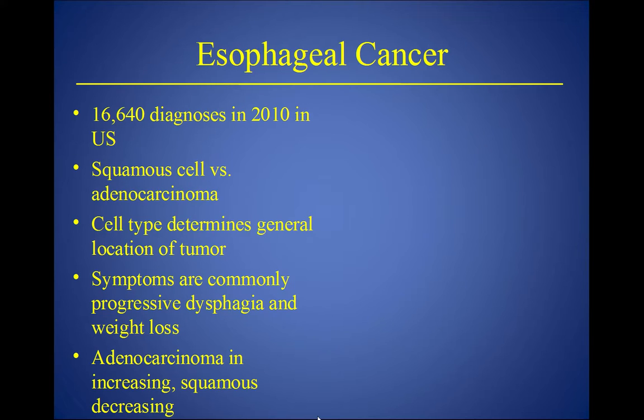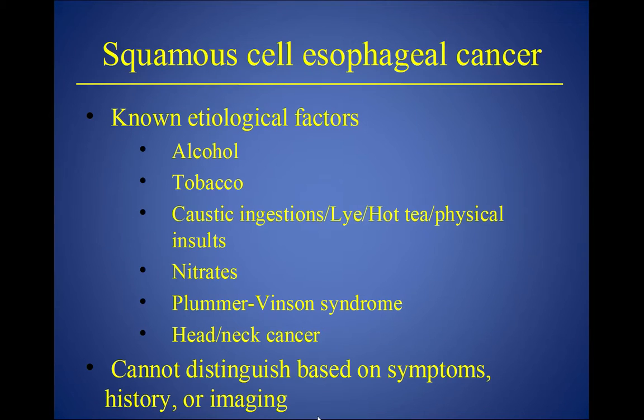Squamous cell versus adenocarcinoma. Many years ago, it used to be that squamous cell was more common. Now it's certainly that adenocarcinoma has taken over because of the Barrett's progression. Progressive dysphagia and weight loss are the symptoms. The known etiological factors are listed there: alcohol, tobacco, caustic injections.